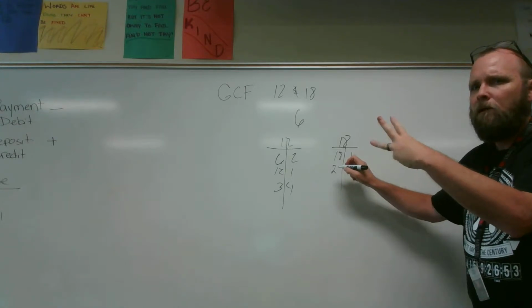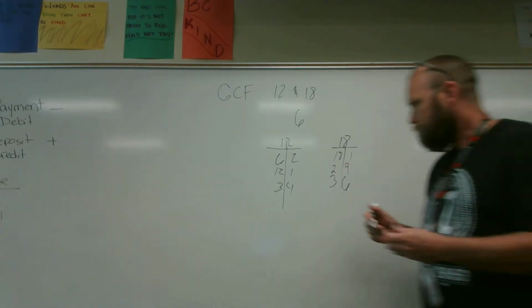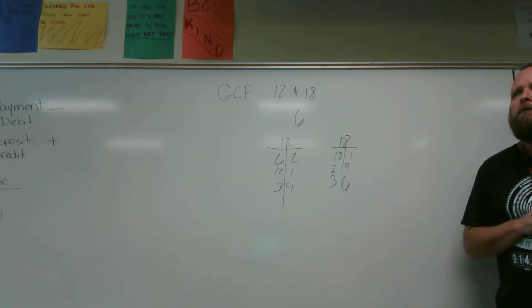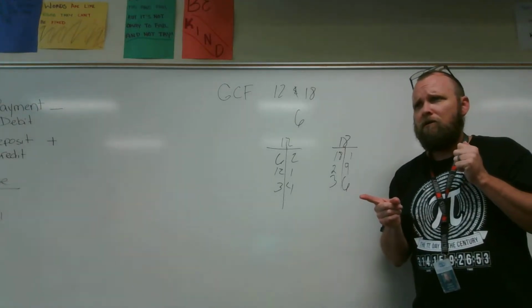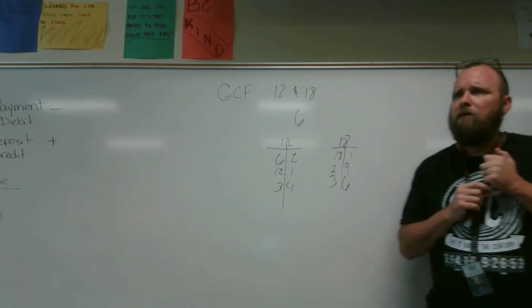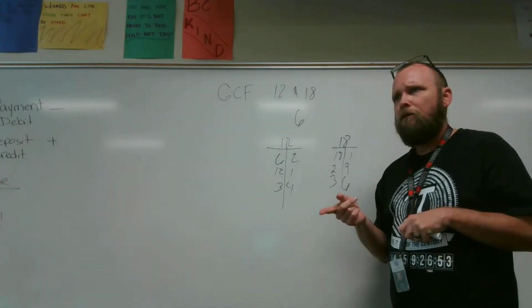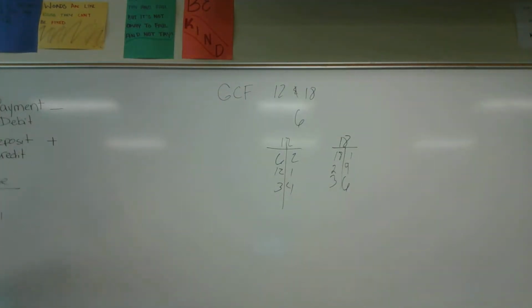And 3 and 6. Good. Anything else? Are you sure? You're not sure? Okay, so what else then? Nothing. Okay, you're sure? Therefore, as my young friend Regan pointed out, greatest common factor is 6.